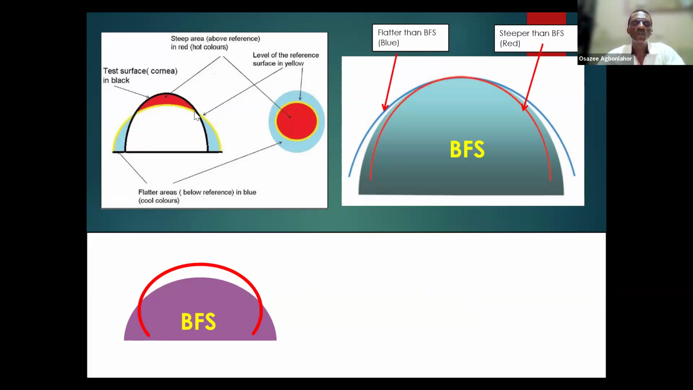But please don't confuse elevation from curvature. Okay, it's not the same term, it's not the same terminology. However, they must have a point where they agree.